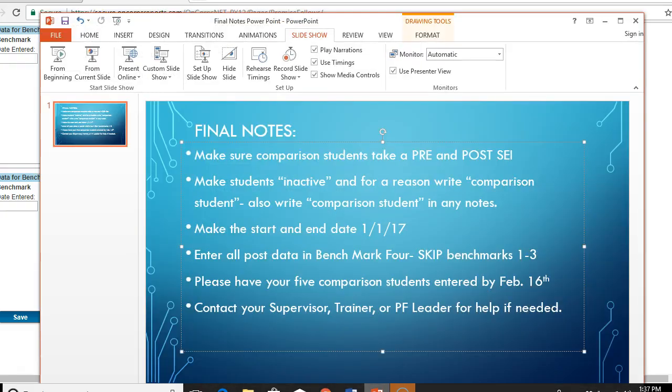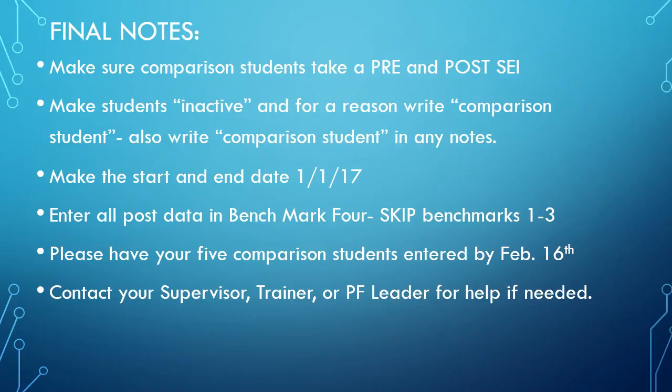I have made a list of final notes for you. Make sure the comparison students take a pre and post SEI. Make sure students are inactive, and the reason they're inactive is comparison student. Also, please write comparison student in any notes at the bottom of the page. Make sure the start and end date is 1/1/17. Enter all post data into benchmark 4 and skip benchmarks 1 through 3. This entry will be done at the end of the year. Please have your 5 comparison students entered by February 16th and contact your supervisor, trainer, or PF leader for help if needed.